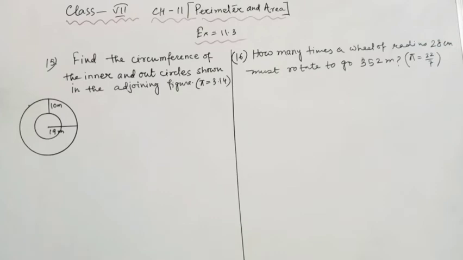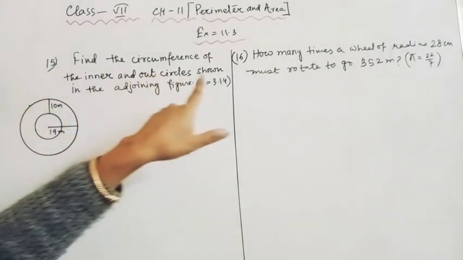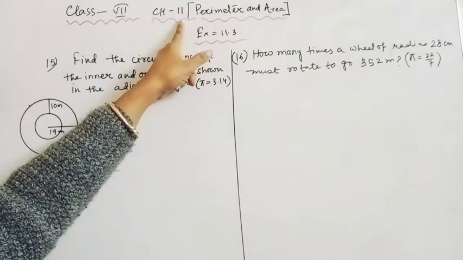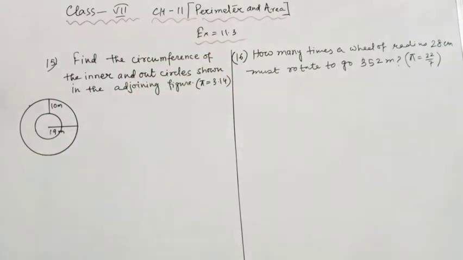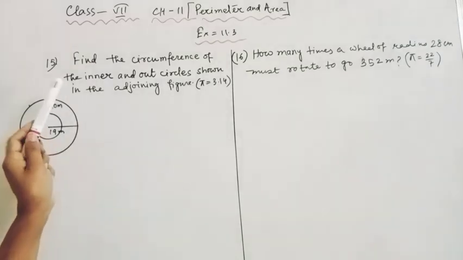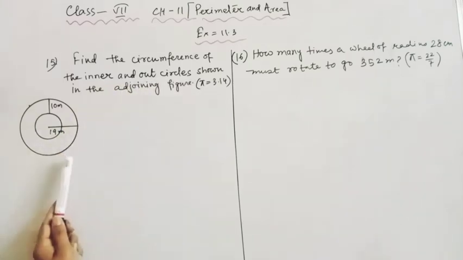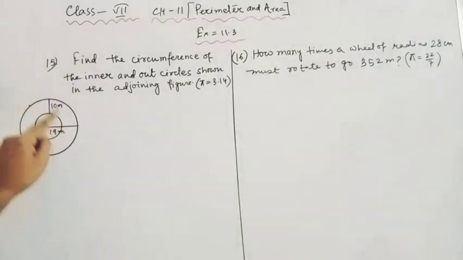Today we will do exercise question number 15, 16 and 17 from exercise 11.3, chapter 11, perimeter and area. In question number 15, find the circumference of the inner and outer circle shown in the adjoining figure. You can see clearly one diagram is given.